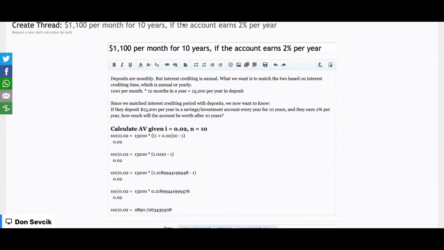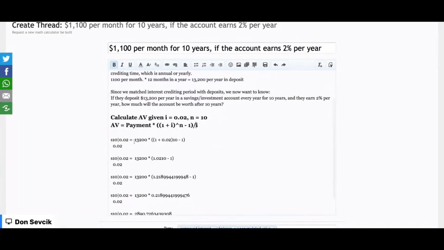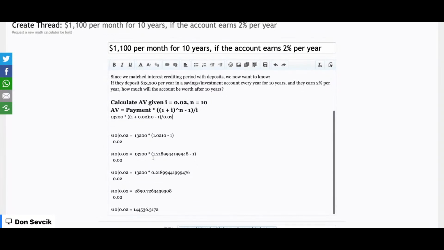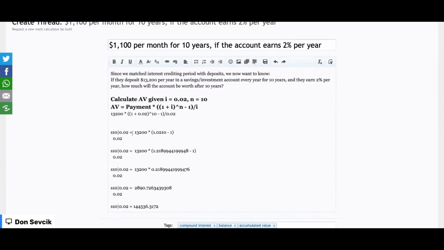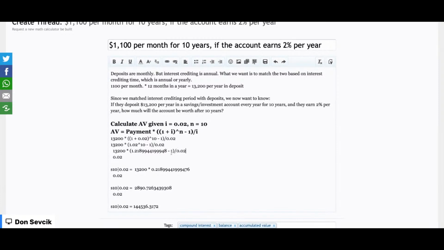Here we go. The table's not pasting in right. So payment times 1 plus i to the n minus 1. Okay. AV equals payment times 1 plus i raised to the n minus 1 divided by i, right? If I plug that in for 0.02, and then raised to the 10, we got 1.02 raised to the 10 minus 1 divided by 0.02. I got to fix the formatting from my side. This divided by 0.02.